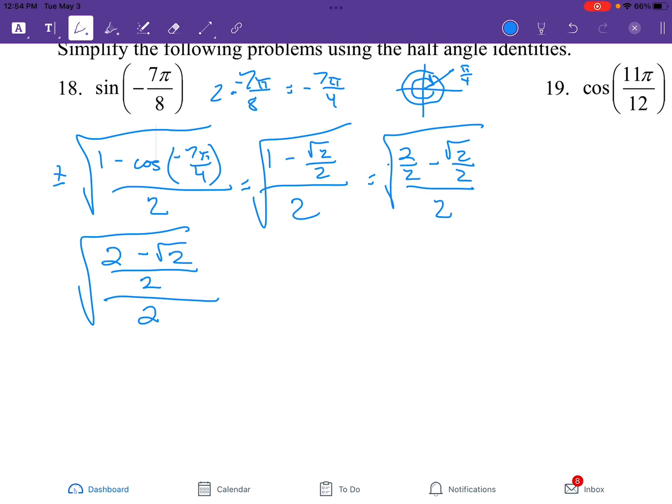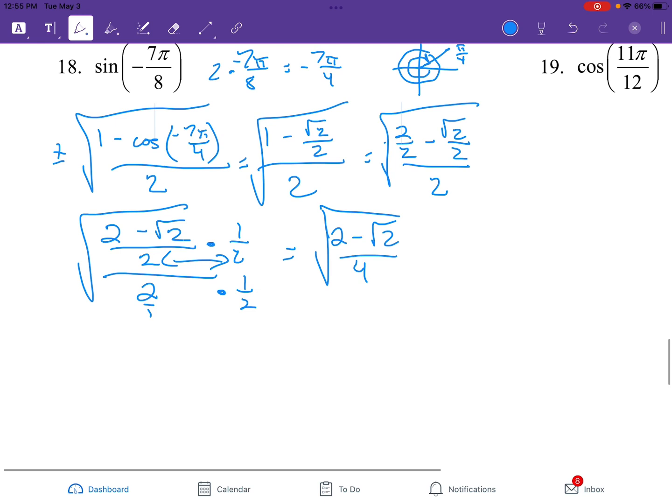We have a compound fraction. We multiply by 1/2, which is the reciprocal of 2 over 1. So we get 2 minus root 2, and then the 2's in the denominator become 4, with a big square root. We divide that into pieces: the square root of 2 minus square root of 2, divided by the square root of 4, which is just 2. And now we have to talk about the half angle for negative 7 pi over 8.